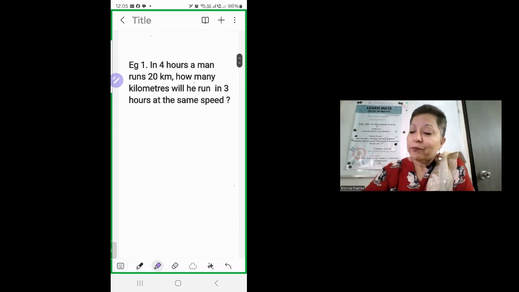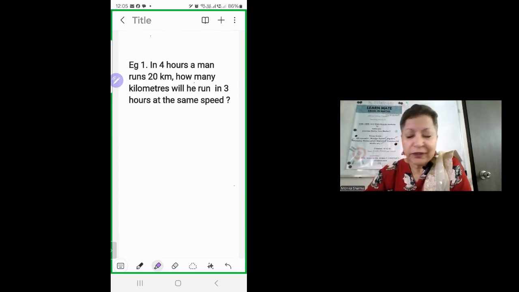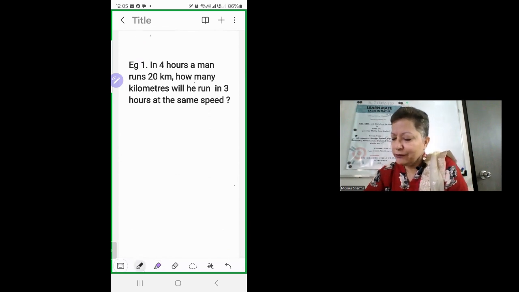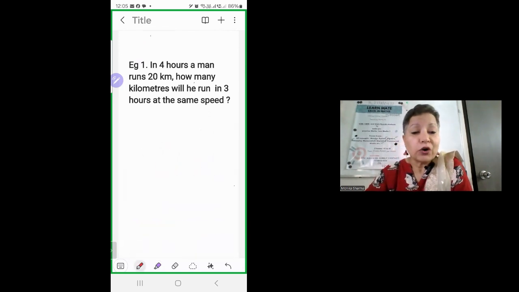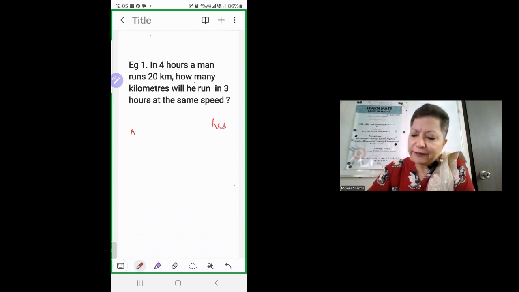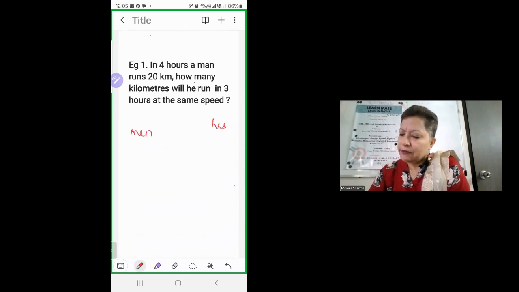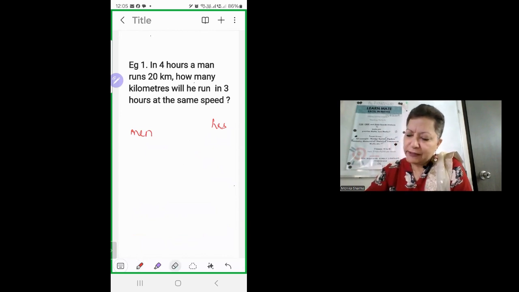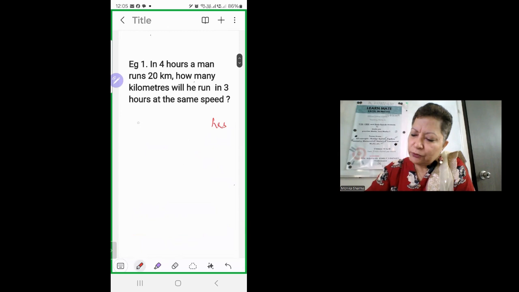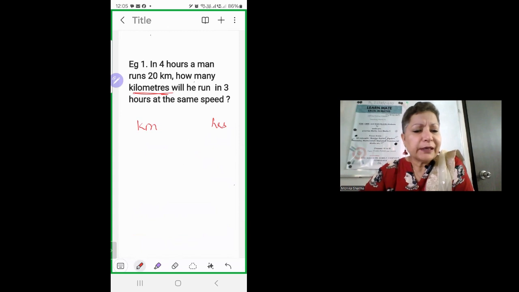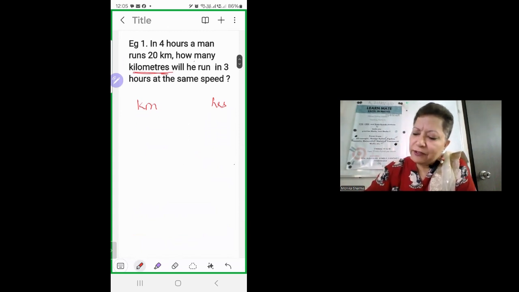Now, I'll just tell you what mistake you could have made. I'm going to do it in red so that you understand that it is a wrong thing that I'm doing. Suppose I had kept my hours on the right and kilometers on the left. Sorry, my mistake. So I had to find out kilometers, but now I have made a mistake and I've kept my kilometers on the left. So I write 20 kilometers is run in 4 hours.